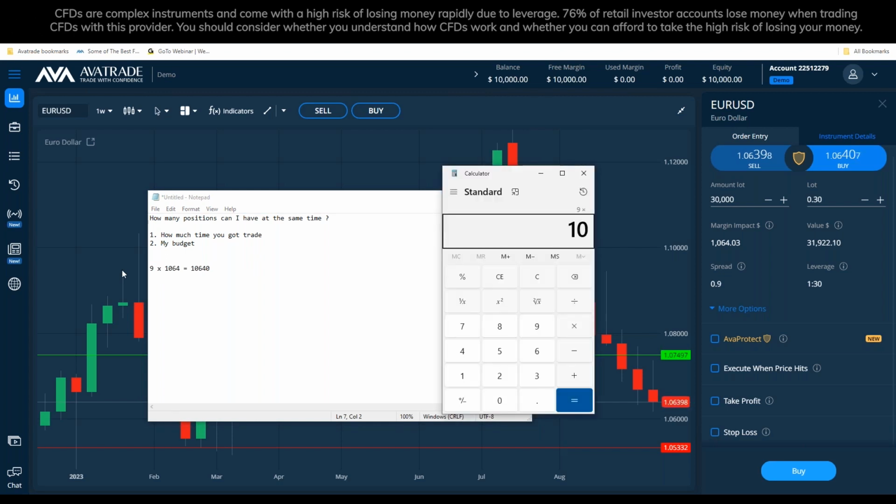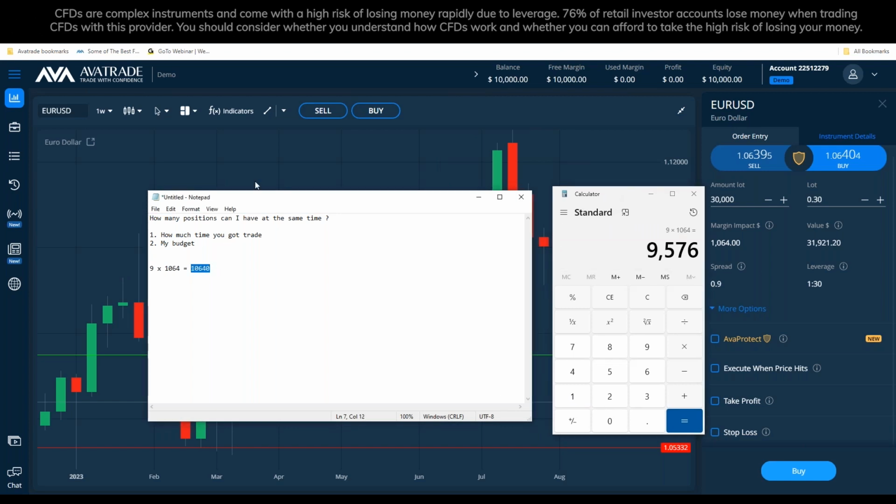Why is that important? Who cares about the margin impact or how much it costs? Why is that important, guys? Anybody knows? Why is it important to look after your margin level? Why must we be very careful with the margin that we have left? Look in this scenario here.